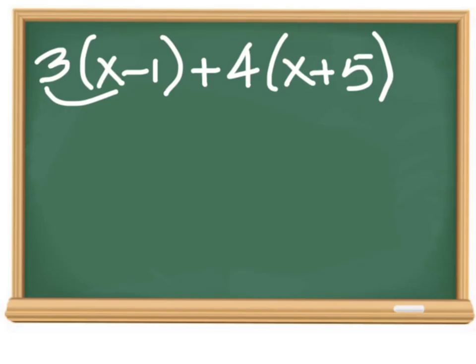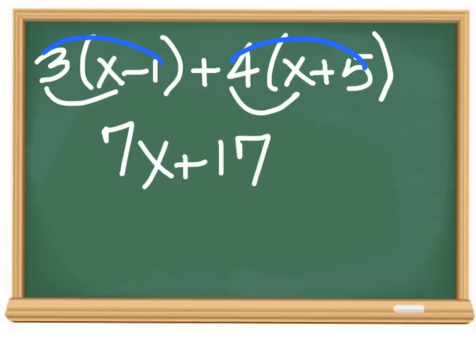3 times x is 3x, and 4 times x is 4x. 3x plus 4x is 7x. And from here to here, you're going to have a minus 3, and that'll be a plus 20. Minus 3 plus 20 is plus 17.